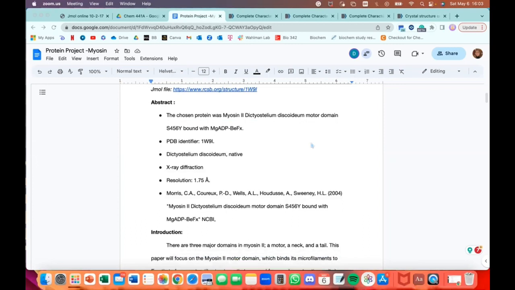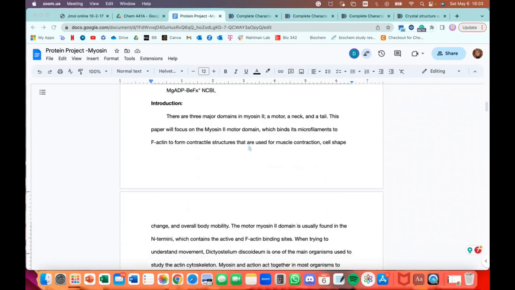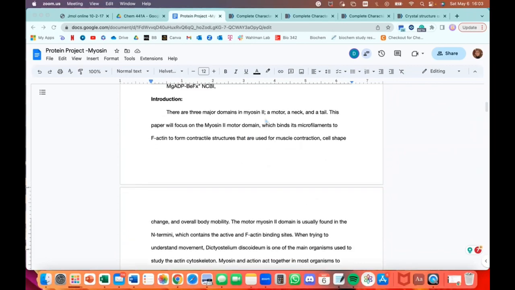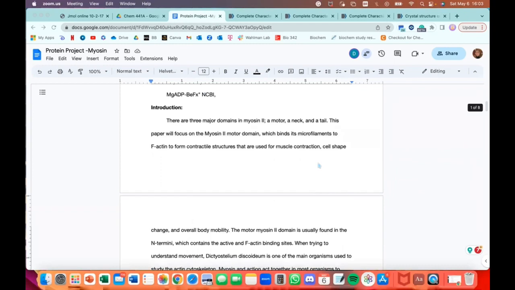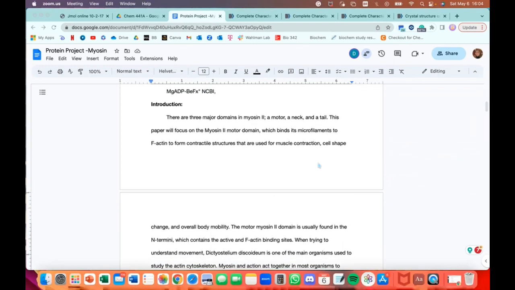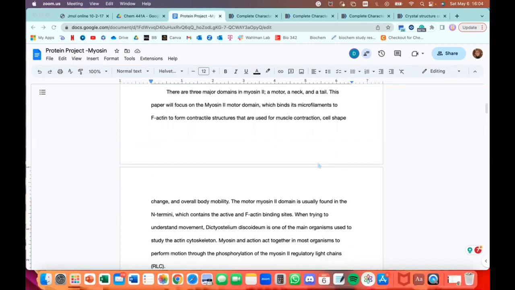So it's really interesting that we chose this protein, and also the way that they got the structure of the protein was X-ray diffraction with a resolution of 1.75. And we chose the motor domain, but myosin has three major domains, which are the motor, the neck, and the tail. Usually, the neck is the one that's responsible for the action of contraction. However, the motor domain is really important for contraction as well because it moves the neck so the contraction can happen.